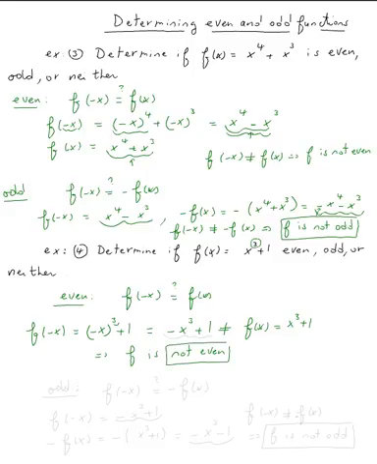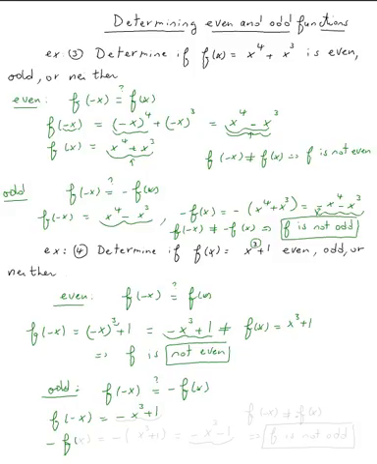Now let's check for odd. I'm going to show you that it's not odd either, even though the exponent is odd. We need to check if f of negative x is equal to minus f of x, right? F of negative x, we have already done. It's right here. What is it? It's minus x^3 plus 1.